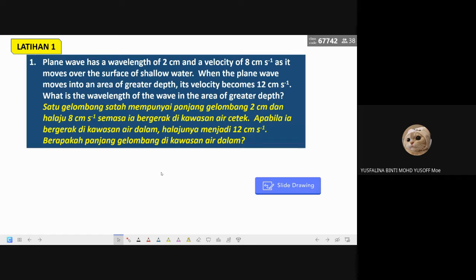So we try to do the exercise here. Remember, to calculate for the refraction, we use V1 lambda 1 equals V2 lambda 2.